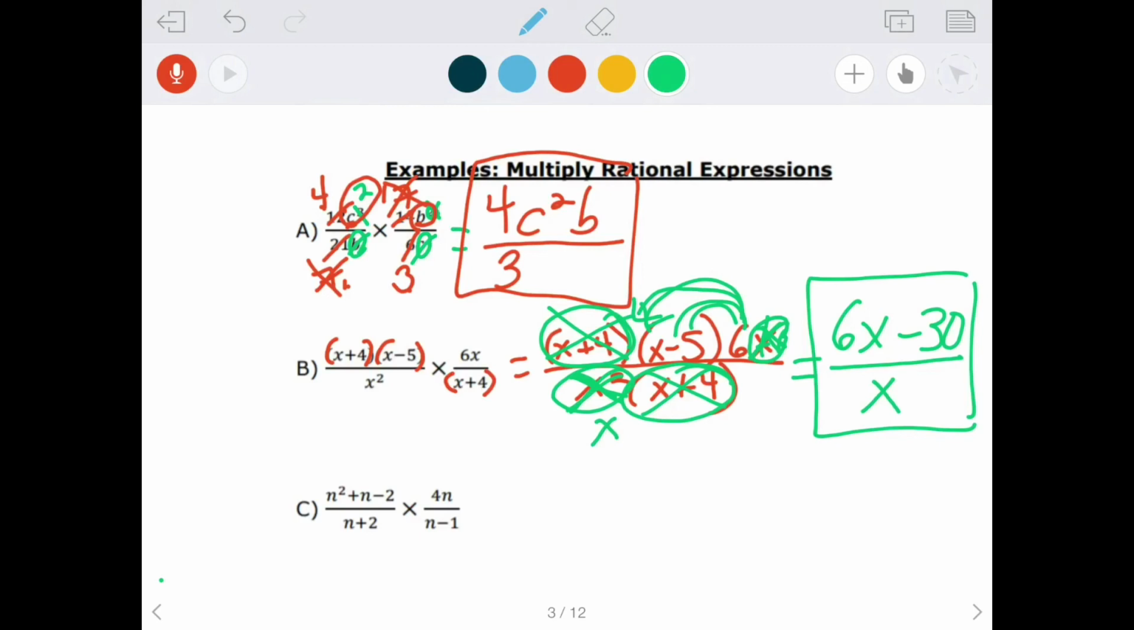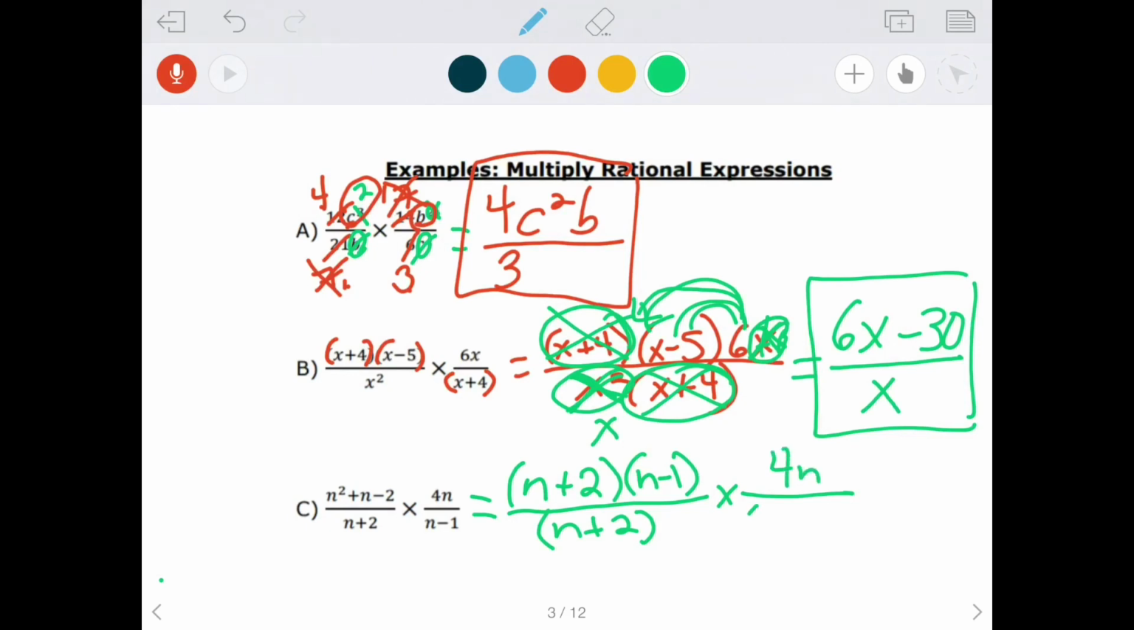Finally, example C, we have to factor, and I'm going to assume that you have already factored this, or you can factor it using the box method or the X method. I'm going to just go ahead and tell you that it's n plus 2 times n minus 1 all over n plus 2, and I'm going to put parentheses around my factoring to make sure that I don't kill a kitten. And then I'm going to have 4n all over, and I'm going to put parentheses around my factor of n minus 1.